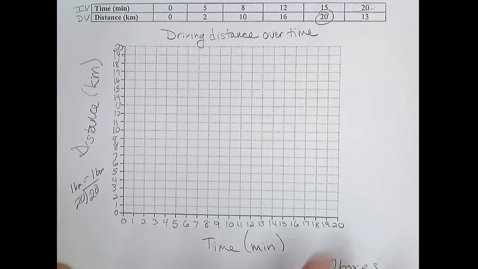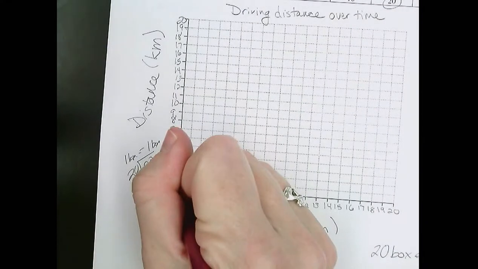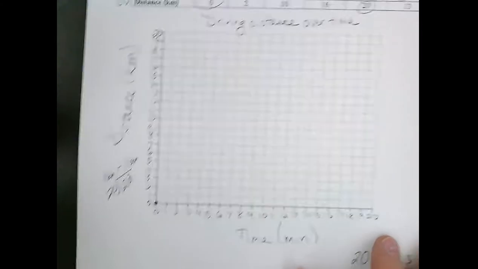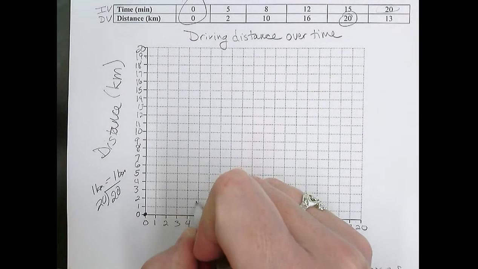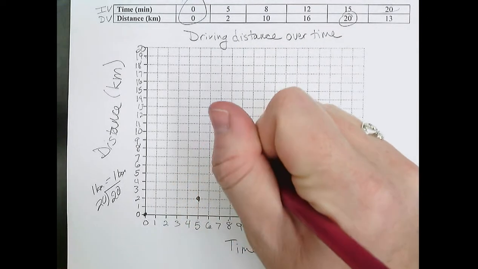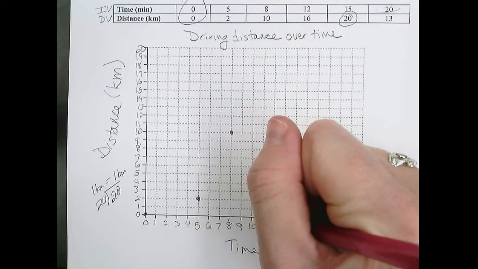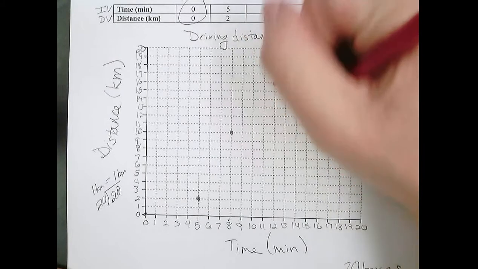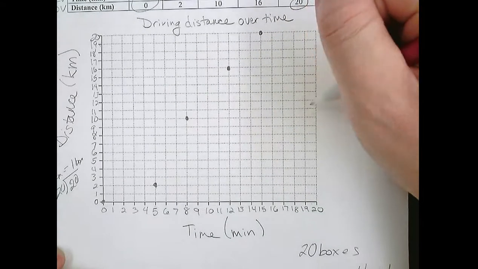Okay, last thing we need to do is we need to plot our points. One of our commonly missed data points was 0, 0. It is important in the story that this graph tells is that I started at point 0 at time 0. So, and then at time 5 minutes, I was 2 kilometers away. At time 8 minutes, I was 10 kilometers away. At time 12, I was 16 kilometers away. Time 15, I was 20. And at time 20, I was 13.